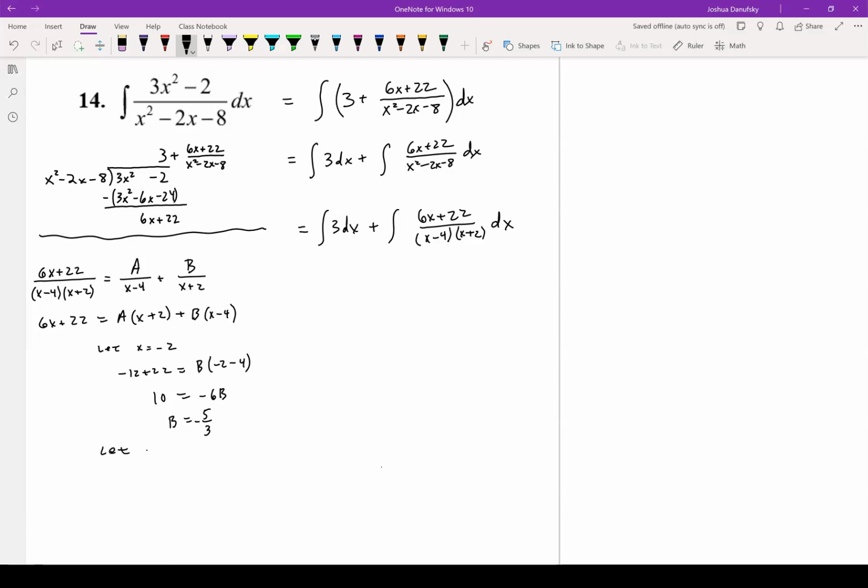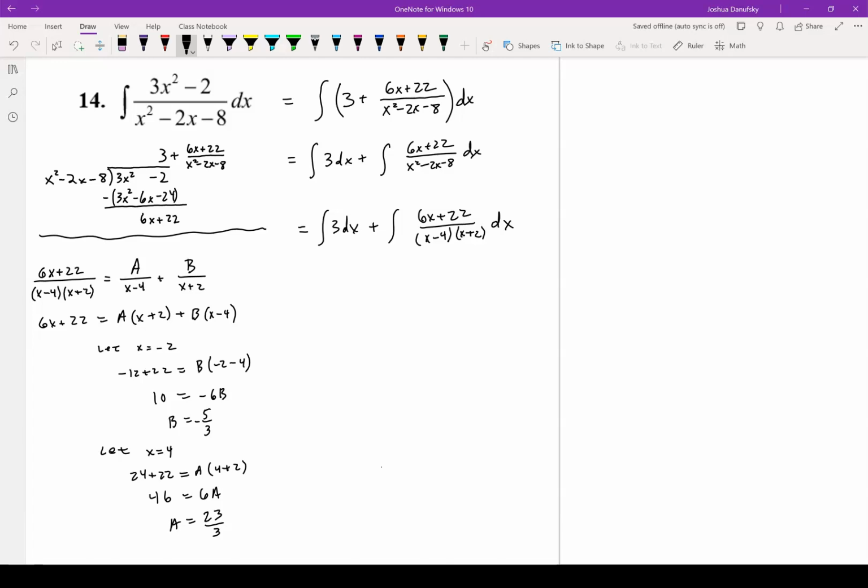If we let x equal 4, then the left-hand side becomes 6 times 4, which is 24, plus 22 equals, this time this term will zero out, so we're only left with a times the quantity 4 plus 2. This gives us 46 equaling 6a, and so a is equal to 46 over 6, or 23 over 3.